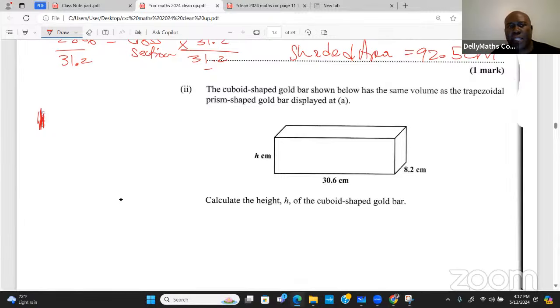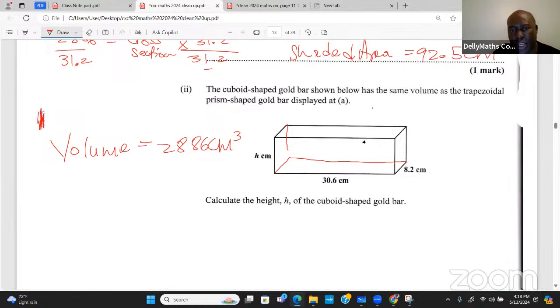All right, the next question says here, the cuboid-shaped gold bar shown below has the same volume. That means already we could write that the volume of this is going to be 2886 cm cubed. We got that. So the question is, calculate the height. As you can see, volume is always the same concept. It's the area of the base or the cross section times the height. In this case, the area of the base would be this bottom part, which is the 8.2 times this. So we're going to have to multiply these to find that.